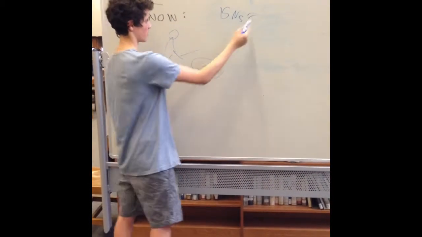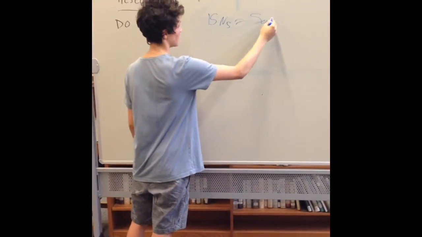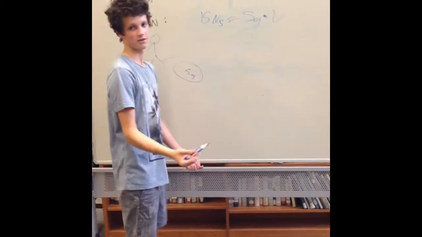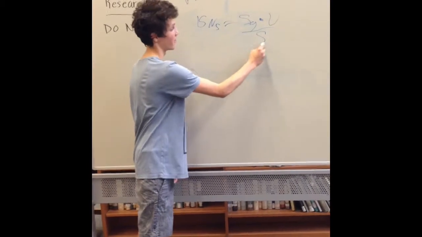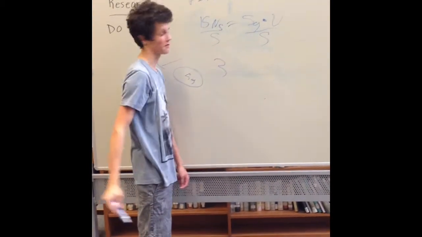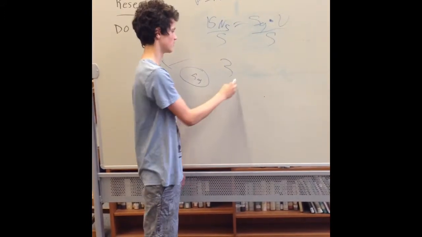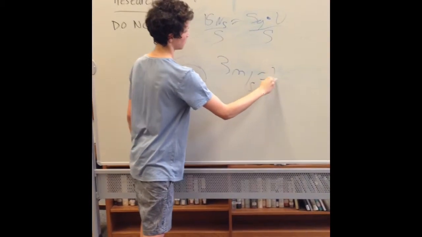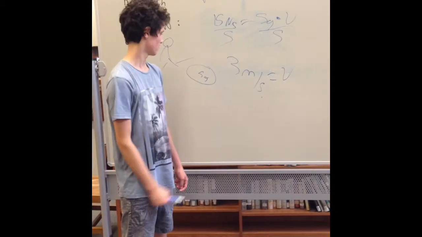So the mass is 5 grams. Don't forget your units. Times velocity, and then now all you have to do is simple algebra. You divide by 5 on both sides, and it equals 3. And since you're looking for the velocity, it's meters per second. That's your V. And a good example of it is when you're playing soccer.